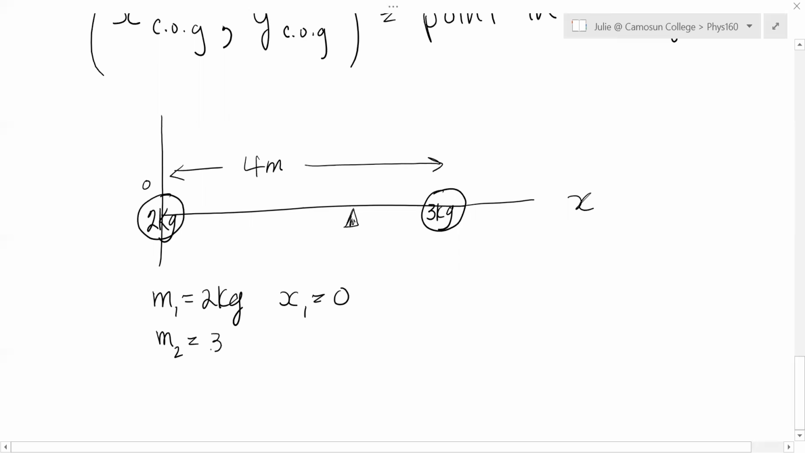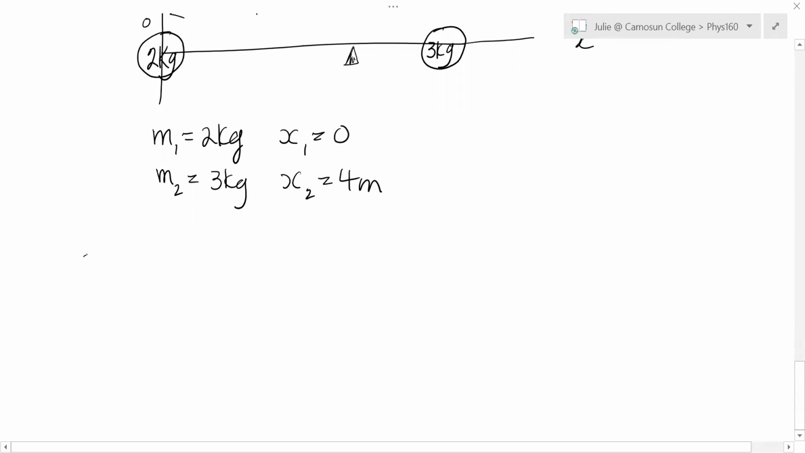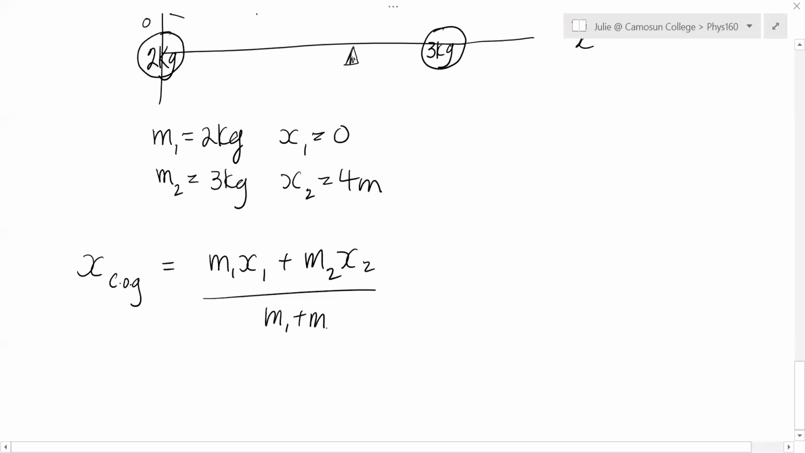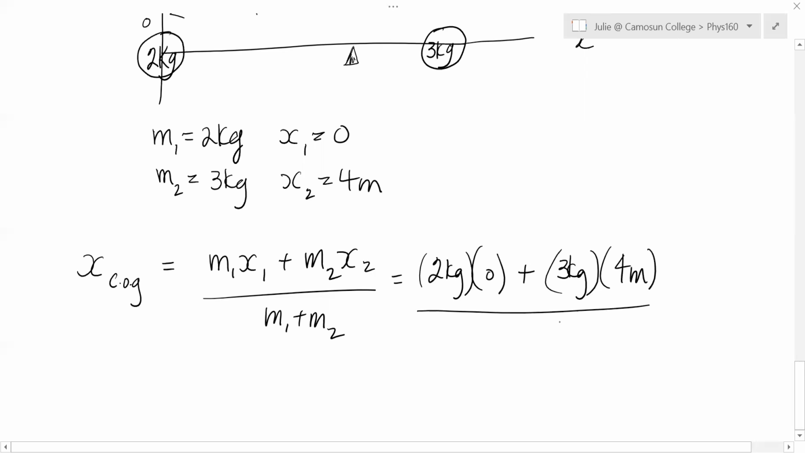M2 will be 3 kilograms, and x2 would be 4 meters. So that's the location. Okay, so x center of gravity, according to the formula, is m1x1 plus m2x2 divided by m1 plus m2. So m1 times x1 plus m2 times x2 divided by m1 plus m2.